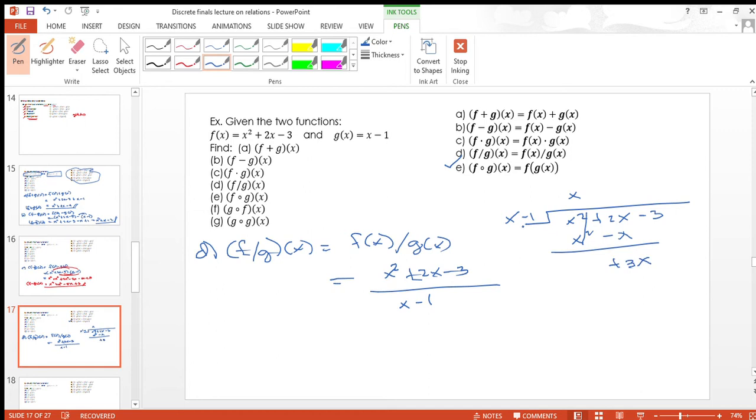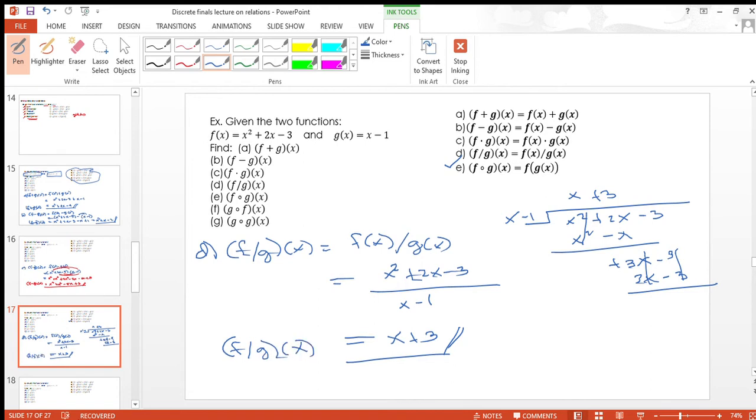This will become positive 3x. 3x divided by x is positive 3. 3 times x is 3x. Positive 3 times minus 1 is minus 3. So we bring this down, minus 3, we subtract, this will be 0, this will also be 0. So the remainder is 0. Therefore, the simplified value of this is just x plus 3. So x plus 3 is the equivalent value for f divided by g of x.